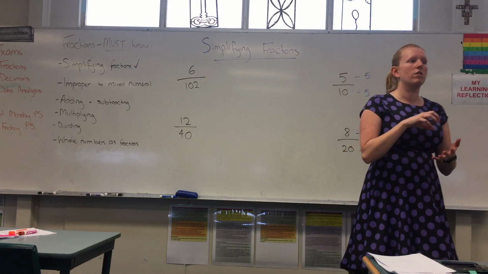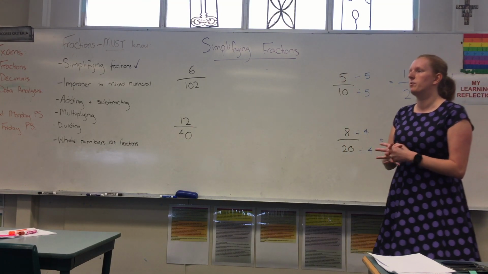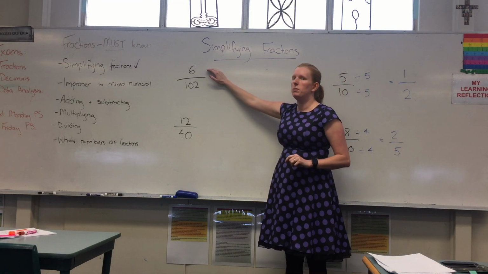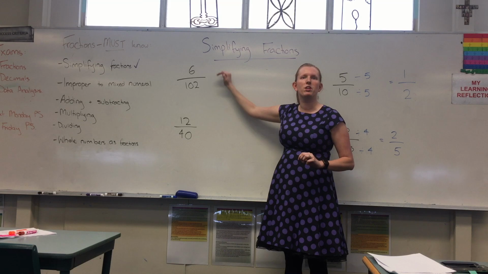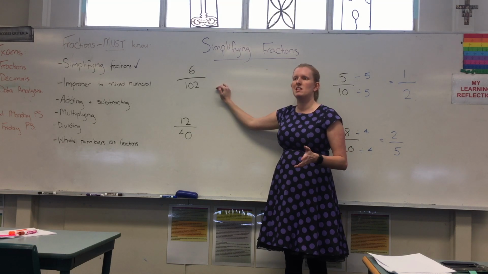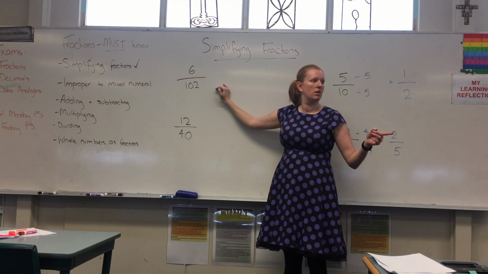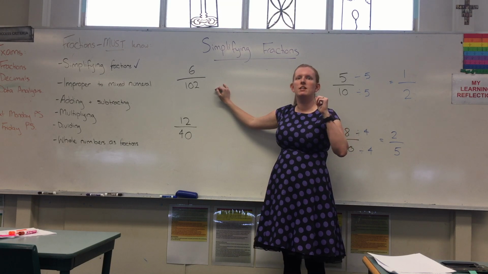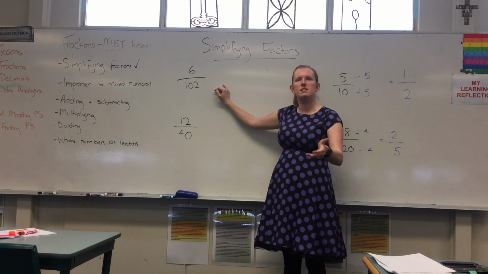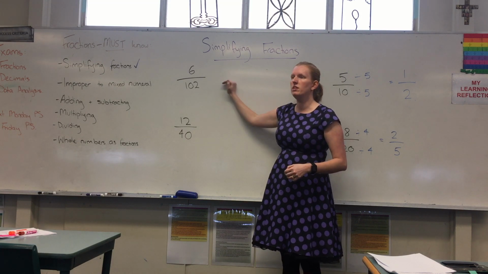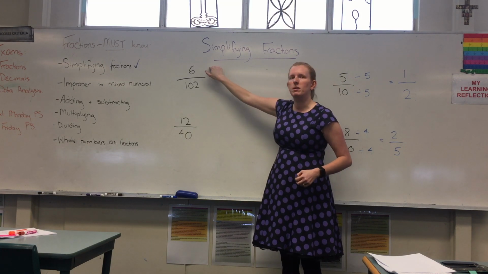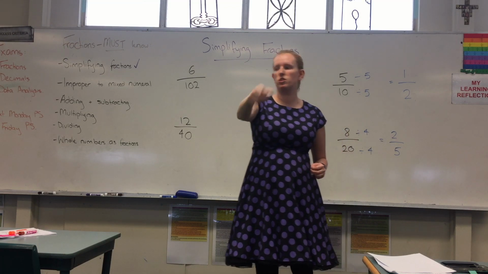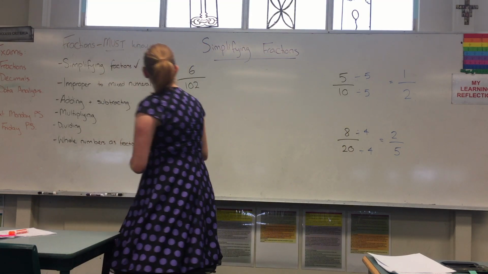So we need to know a different way to do that. If the number on top and the number on the bottom are both even, what does even mean? The same, they can divide by 2. Yeah, awesome. If it ends in a 0, a 2, a 4, a 6, or an 8, it means it's even. What number can all even numbers be divided by? 2. Fantastic. That's what makes them even.